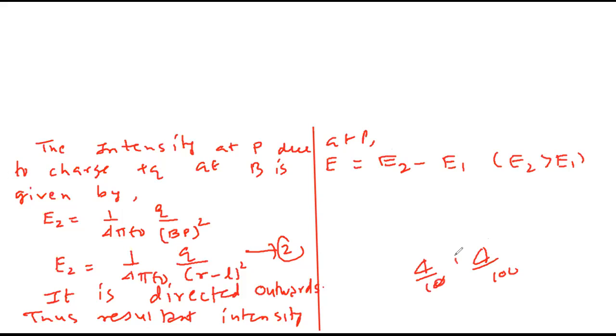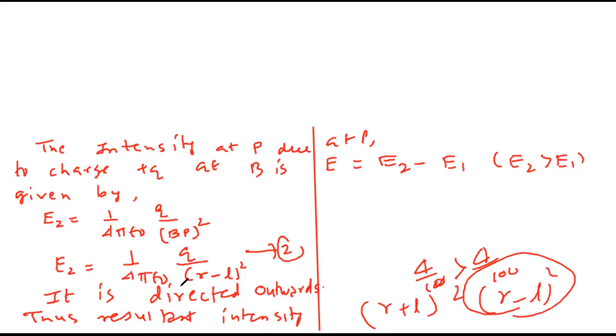4 by 10. So both E1 and E2 have the same term. The denominator of E1 was (R plus L) square and of E2 (R minus L) square. So the smaller the denominator, the bigger the answer, therefore E2 minus E1.